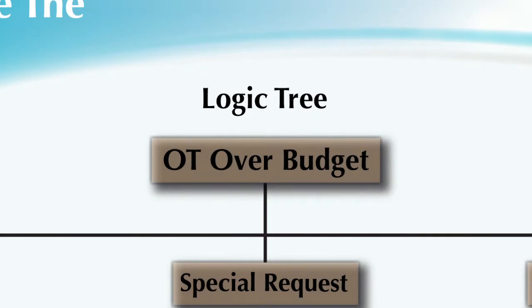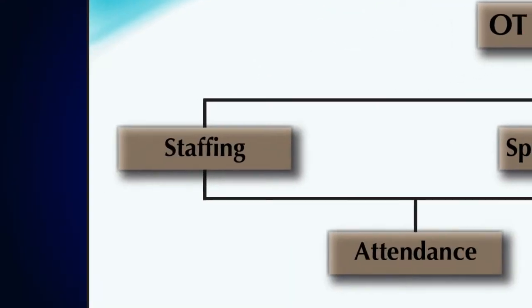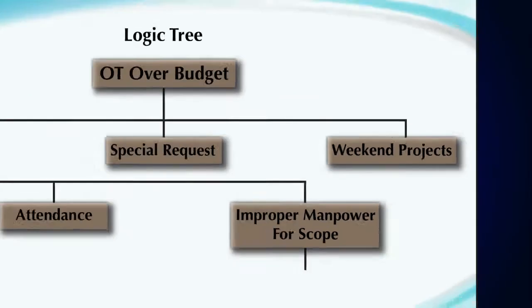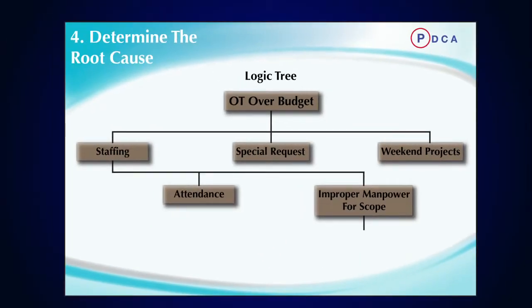At the top of the tree, we state the problem, OT over budget. Next, we list all items that could have an effect on our stated problem. We list staffing, special requests, and weekend projects. After a quick review of the special request log and the weekend projects list, it is determined that neither of these affected the problem. They were then crossed out and the focus would be on staffing.